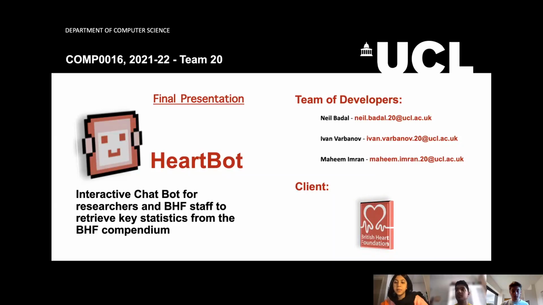Hi, and welcome to Team 20's final presentation of our project with our partner, the British Heart Foundation, also known as BHF. HeartBot was a success as we developed a chatbot that answers FAQs about the data in the BHF's data compendium and retrieves data for user questions.